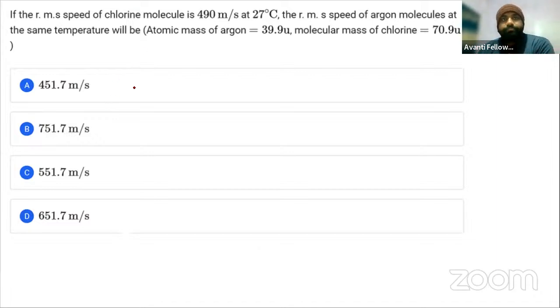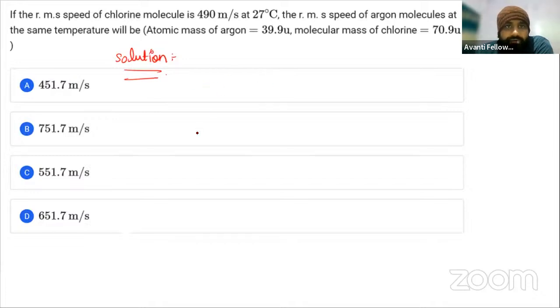Now, try to solve this question. A very simple question, just to find the relation. What is the relation between the RMS speed and the other parameters which is relatable in this question? Okay, so solve this question. Meanwhile, I am also solving it. So put your answer in the chat box.